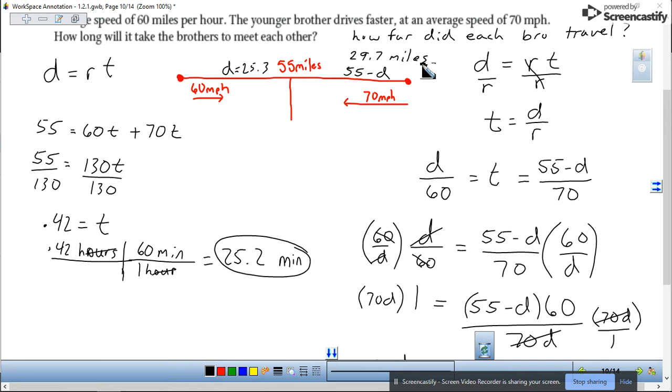All right, and there you go. You got your overall time that it took for both the brothers, and you actually went ahead and found the distance that each one of them traveled as well. All right, well done, guys.